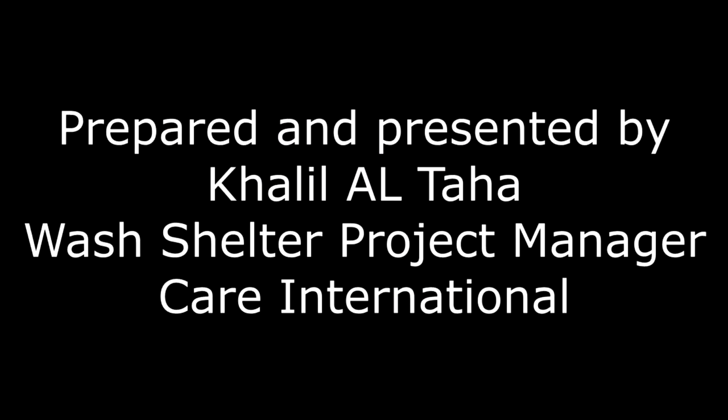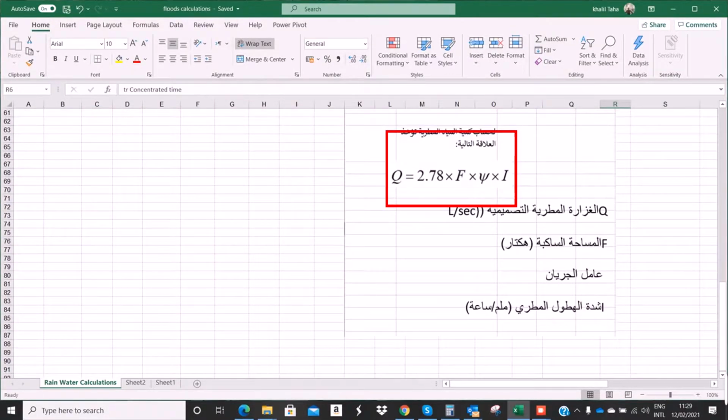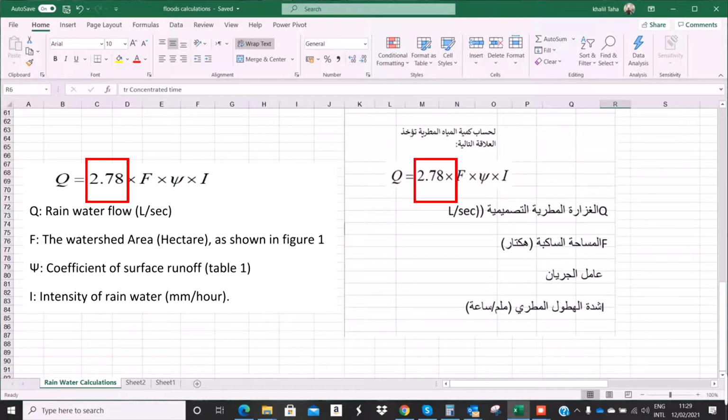Now we reach the rainwater calculation. This is the equation that I will use to calculate the rainwater on a specific area. The first parameter is a fixed number just to convert between the units. The second is the total area per hectare. The third parameter is the factor, or the flow factor.